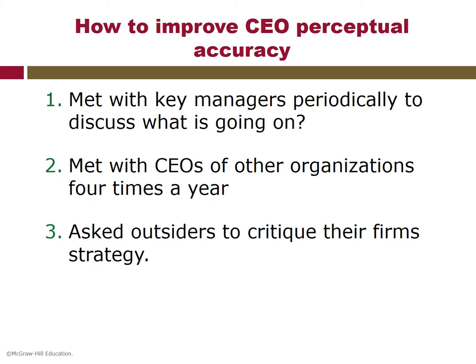How to improve CEO perceptual acuity? These are 3 examples of what CEOs have been doing in several industries. Number 1, they met with key managers periodically to discuss what is going on. So these are specific examples of strategies. Secondly, they met CEOs of other organizations 4 times a year.